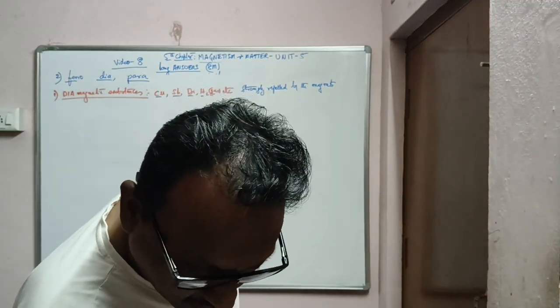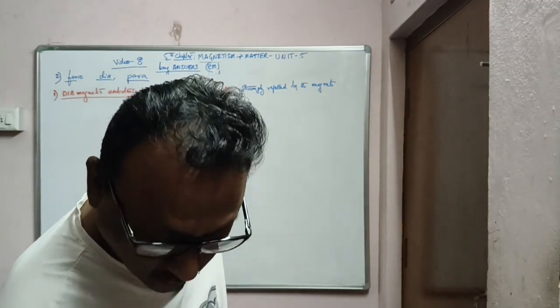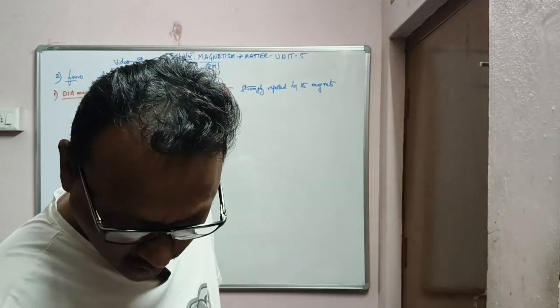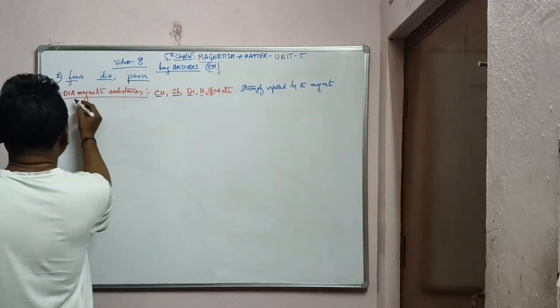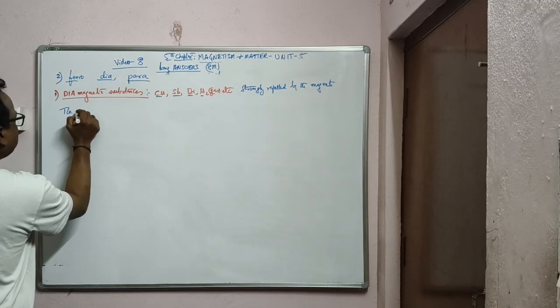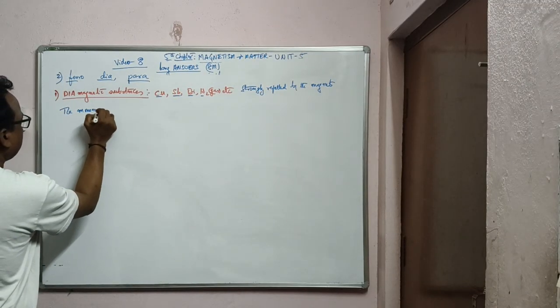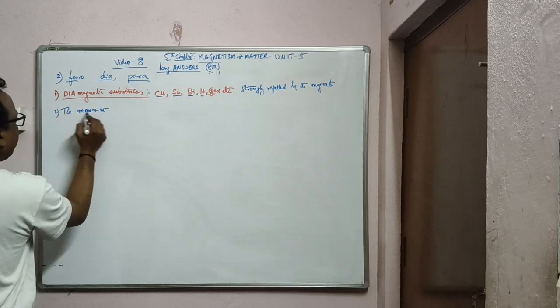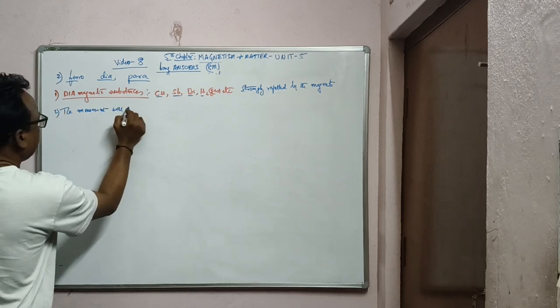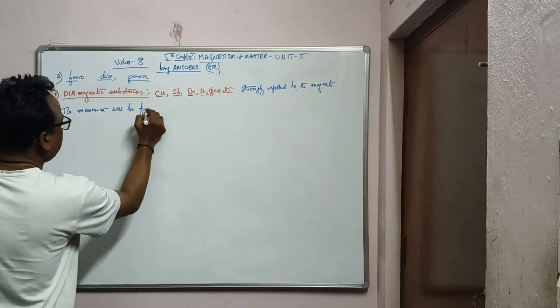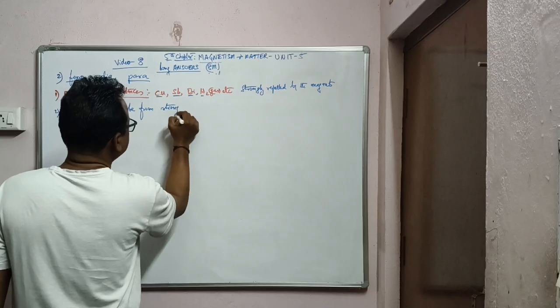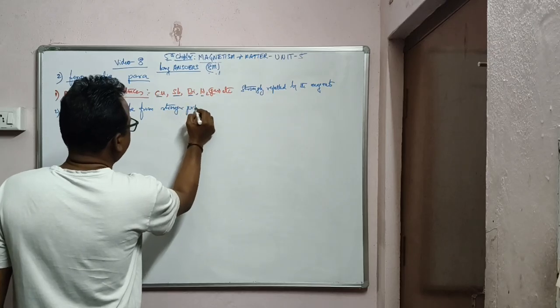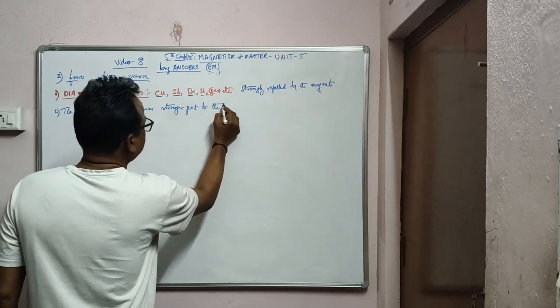Next, if we look at the properties, the movement will be from stronger field to weaker field when they are placed in a non-uniform field. In dia, the movement will be from stronger part to weaker part. Stronger part to the weaker part.